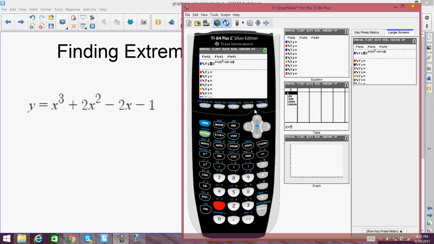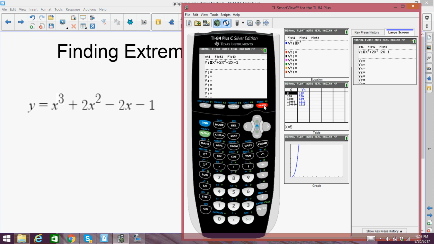Let's make sure that we have it, oh, I don't have that at all, do I? Let's go back to the very beginning and try it again. X cubed plus 2x squared, make sure everything is going fine here now, minus 2x minus 1. All right, that looks good.